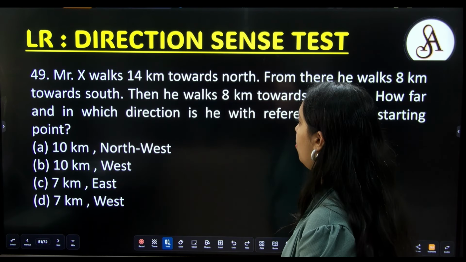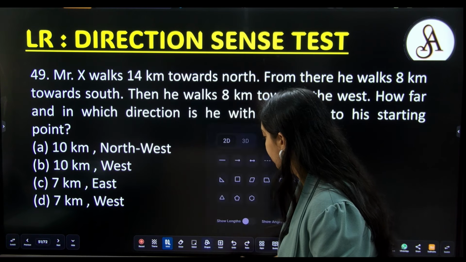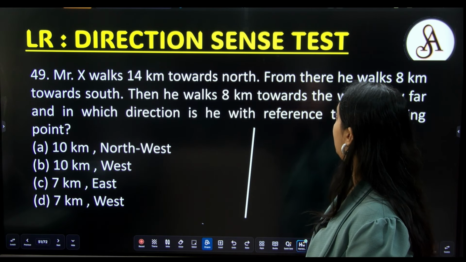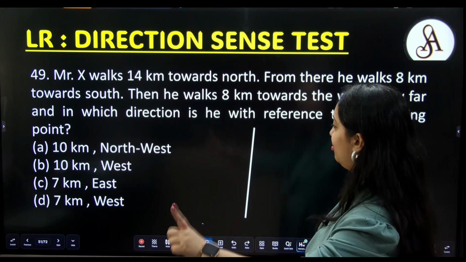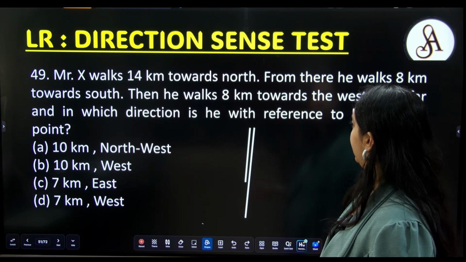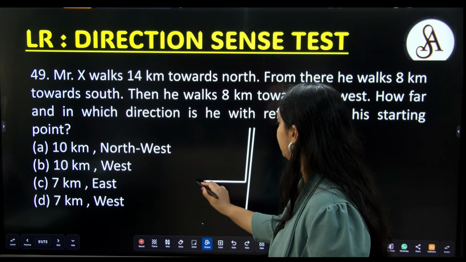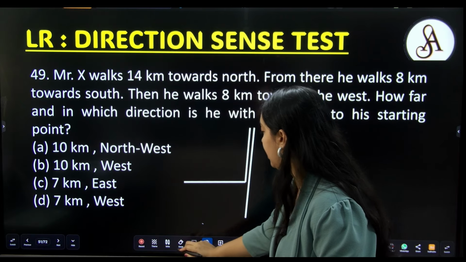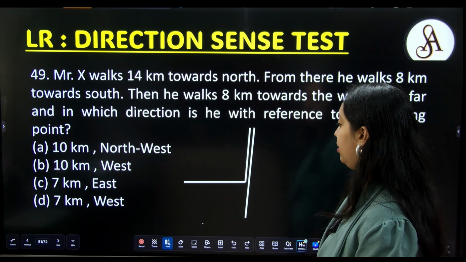Next, Mr. X walks 14 towards north. Again, I'm going to draw the diagram. 14 towards north. From there, he walks 8 kilometers south. He came back, but just 8 this time. Then he walks 8 towards west. How far and in which direction is he with reference to the starting point?